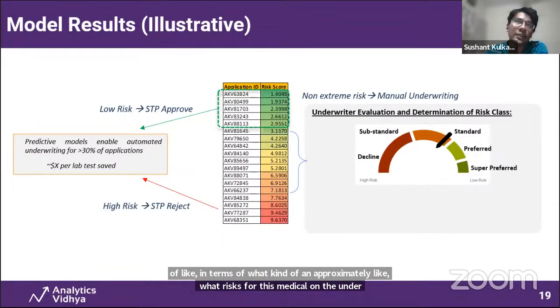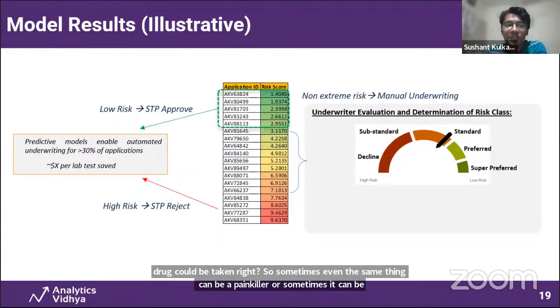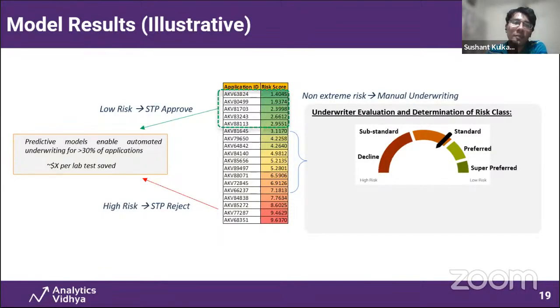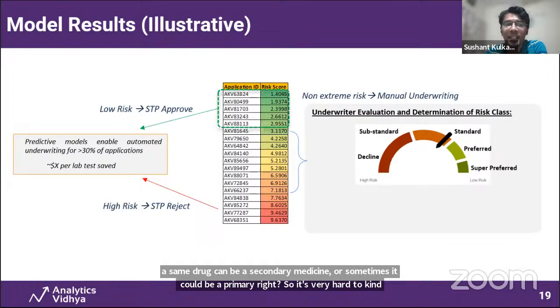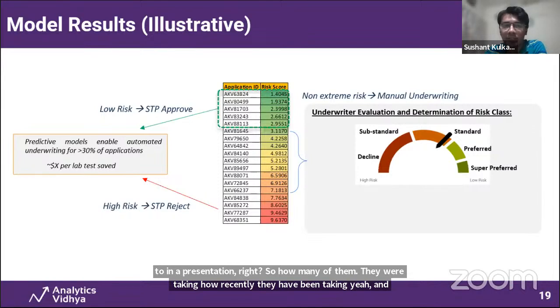So yeah, you map it to some proxy which would replicate what kind of risks it carries, right? Once you have that, you can do something like we walked through in the presentation: how many of them they were taking, how recently they have been taking, and you can also tie that up to age and create your own custom features. In that way, if somebody is taking something more severe and in large quantities, you can capture that, and you can flush out the ones which are very low in quantity or low priority, so you'll only have a small set of variables to deal with.